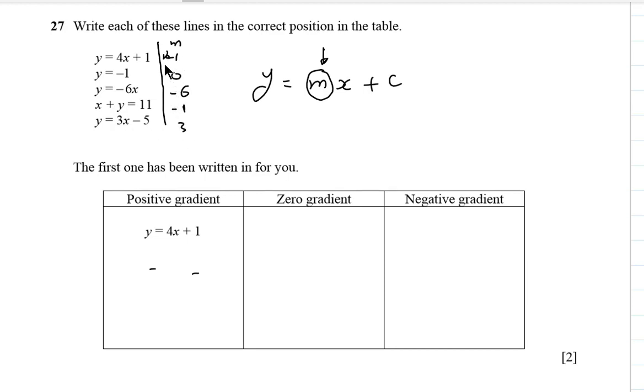So according to these signs, let's complete the table here. The 0 gradient, which is the second line here, is y equals -1, and then we can write y equals -6x here, and also x plus y equals 11 is here also, and finally y equals 3x minus 5 is here, y equals 3x minus 5.